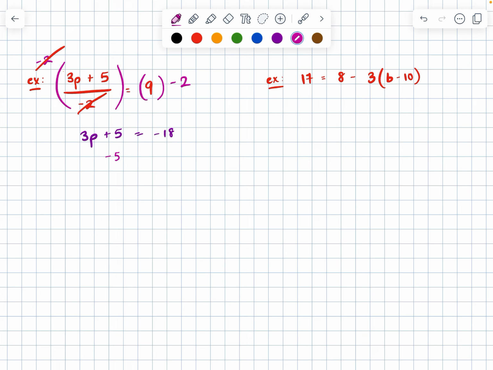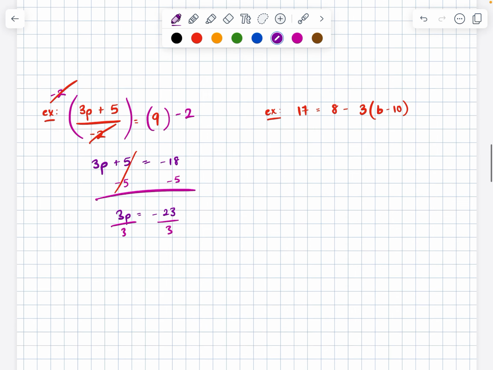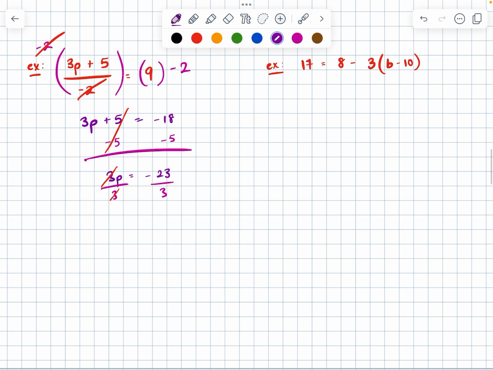So again, reverse order of operations. The plus 5 is easier here to get rid of than the divide by 3. So I'm going to do plus 5 and minus 5. These undo each other. 3p is going to equal negative 18 minus 5, or negative 18 plus negative 5, if that helps. That's negative 23. And then from here, divide both sides by 3. In this case, 3 and 3. They undo each other. So our value p is going to be negative 23 over 3.